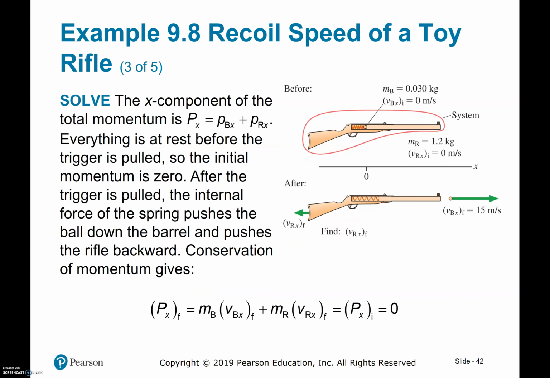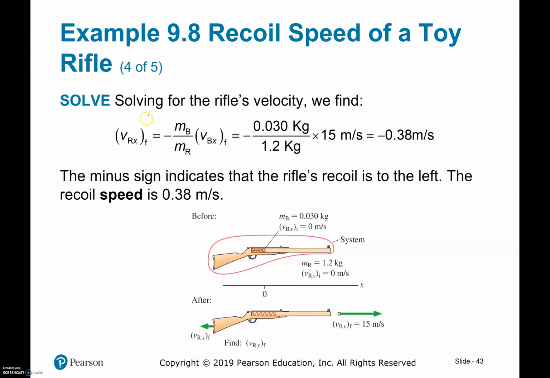So all we need to do is write our conservation of momentum. The initial momentum is zero because nothing is moving, so that's this guy here. Final momentum is mass of the ball times velocity of the ball plus mass of the rifle times velocity of the rifle. This is what we want, that number there, so we can do some algebra to solve for that. We put the numbers in and we find that that is minus 0.38 meters per second.